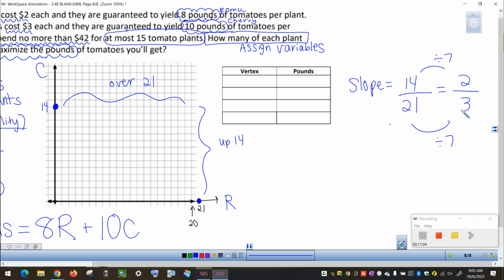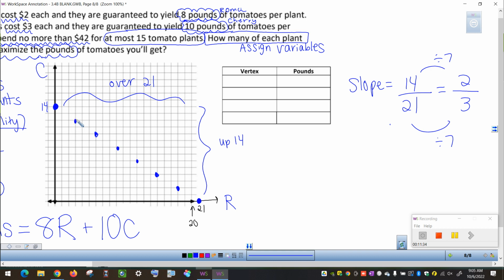So here's what that would look like. If we start down here at the bottom and go up 2 spaces, over 3 to the left, up 2, over 3, and continue that pattern all the way to the other side, we should end up at that ending point.